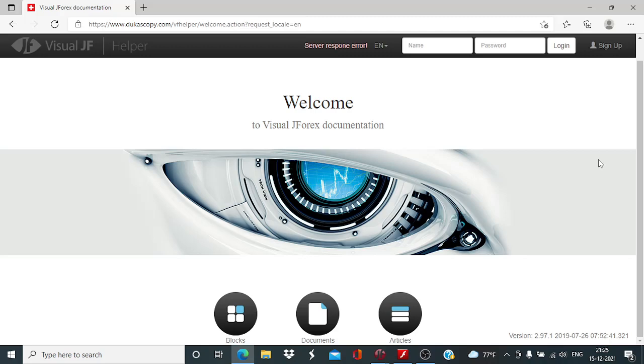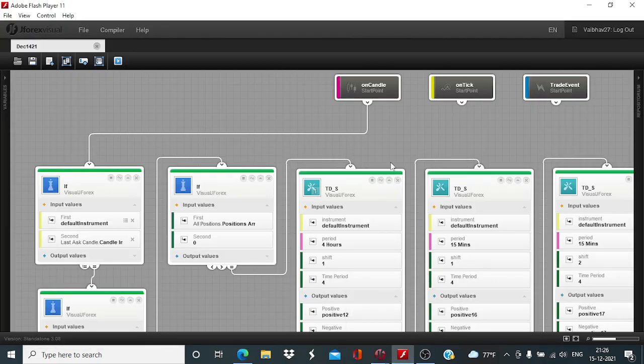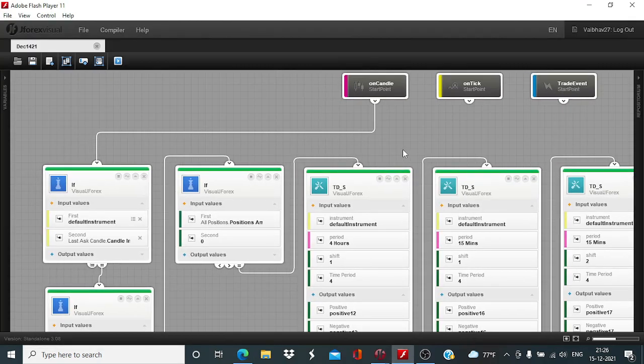Myself, Vaibhav. In today's session of Visual JForex, we will be continuing our algorithmic development using the indicator DeMark Sequential. This is the second part. So now we head to the Visual JForex board, which has been developed by the Dukascopy Bank SA.